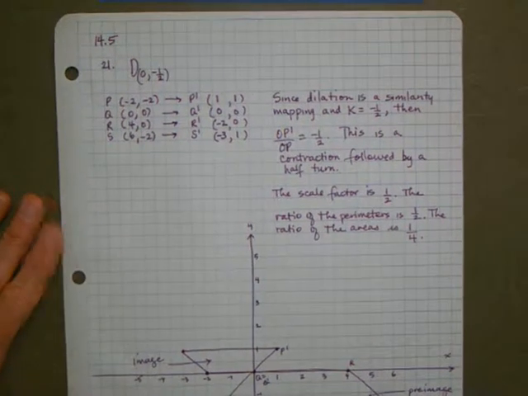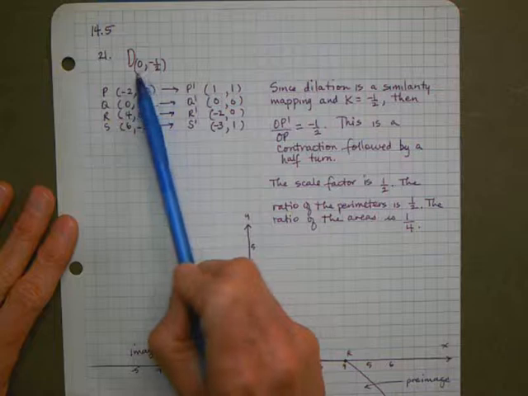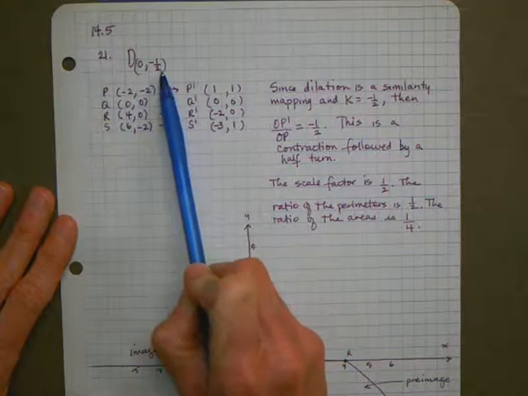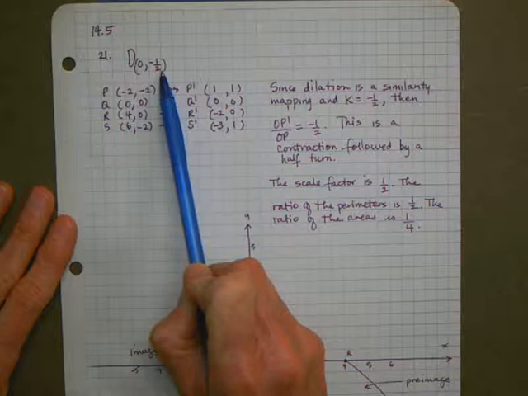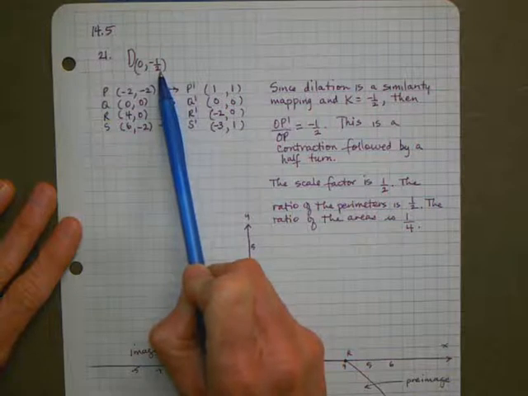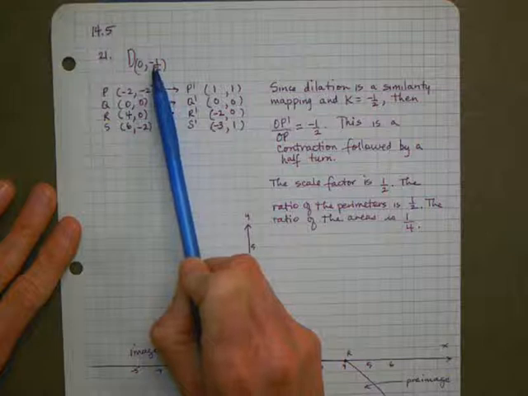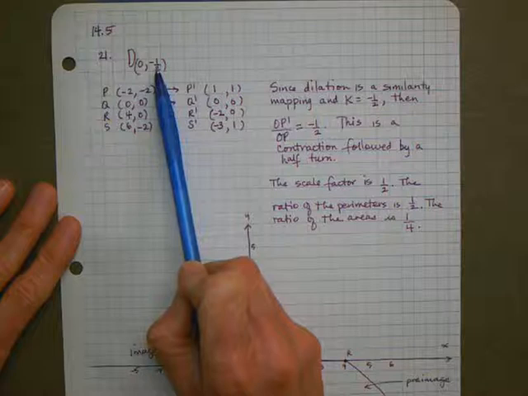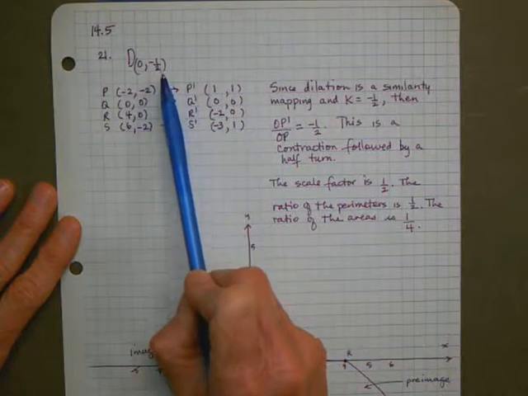Problem number 21, which is the last problem, is very similar to 18, although they give you a different dilation. This time the dilation is centered at the origin, and it's got the minus sign in front of a half. So we know that this is a contraction. The other one was an expansion. This is a contraction. It's taking all the side lengths and making them half as long. But we got this little minus sign here. The minus sign in front of k means that not only is the image contracting, but it's also being rotated 180 degrees, a half turn.